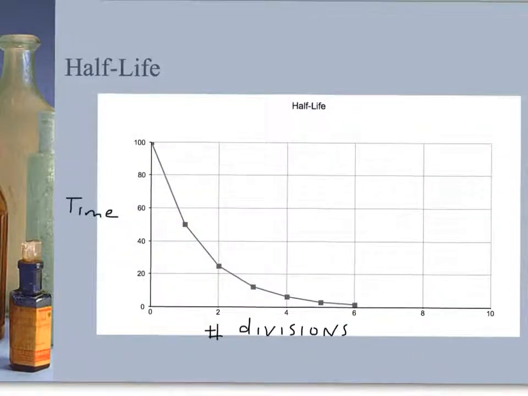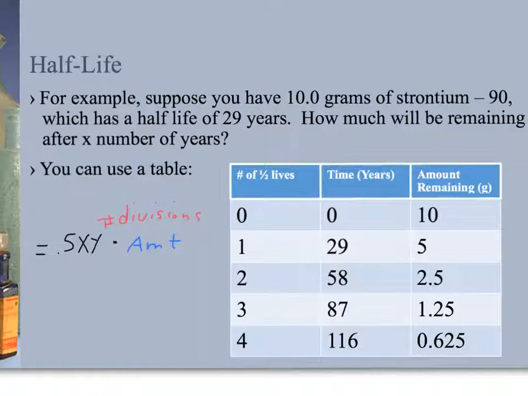So notice that when we look at a half-life chart, we have time and divisions. As the divisions increase, our time increases, and the amount of the matter is going to decrease. So to do half-life problems, this equation right here will be important. It is 0.5 x to the y, number of divisions, times the amount of matter.